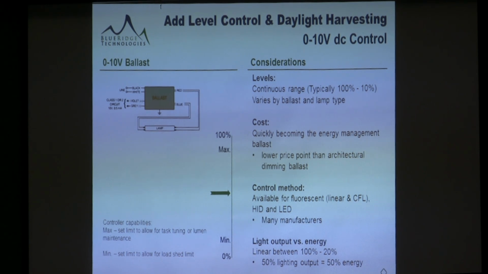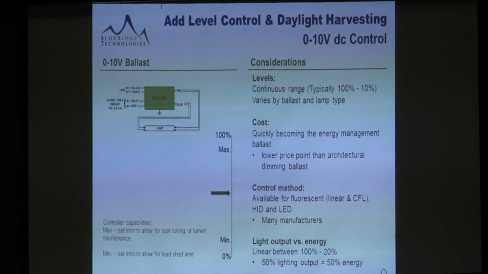So if you start adding up how much you can save, you can see how paybacks could get extended quite quickly. But the 0 to 10 volt dimming ballast is starting to become the energy management ballast, and we're starting to see the price point of that ballast come down to where now it may be maybe a $30 to $50 adder over a standard ballast, rather than what it used to be, like $100 or $150. So this is changing, and it's getting a lot more economical to do 0 to 10 volt, but you're still going to see a relatively long payback when you do dimming daylight harvesting.